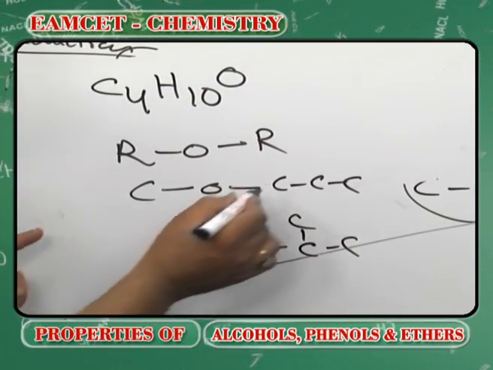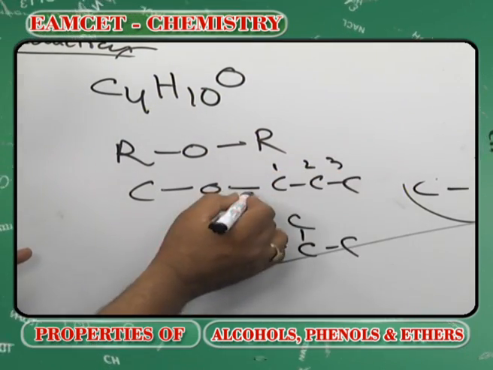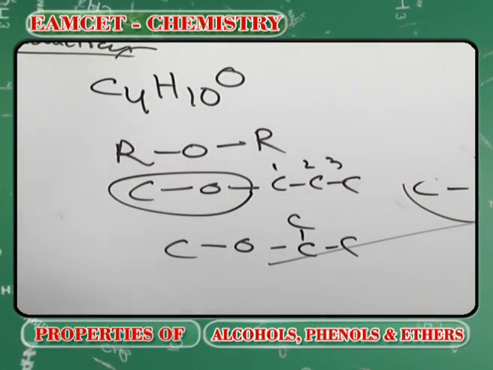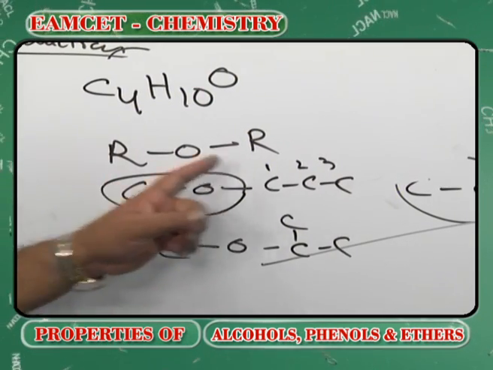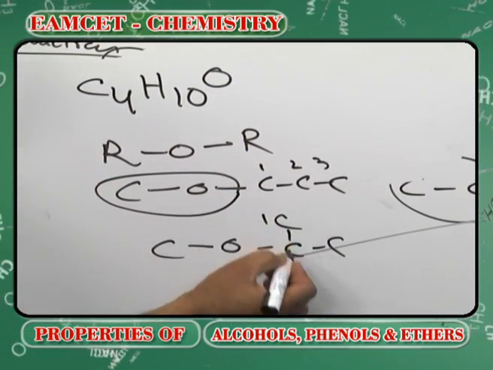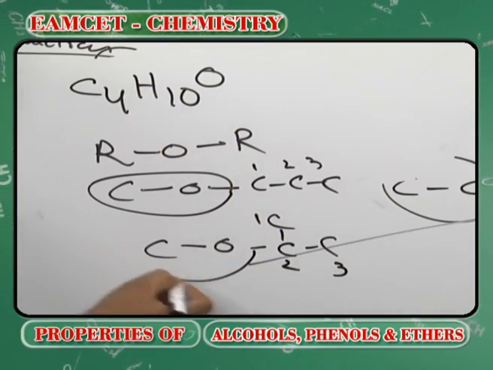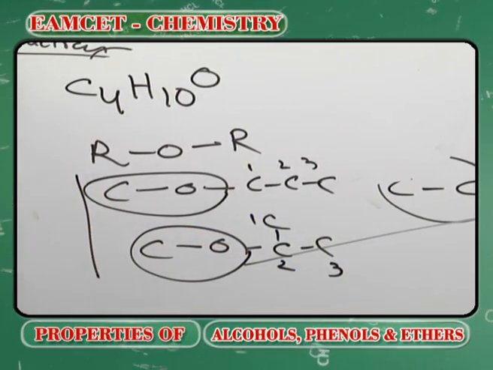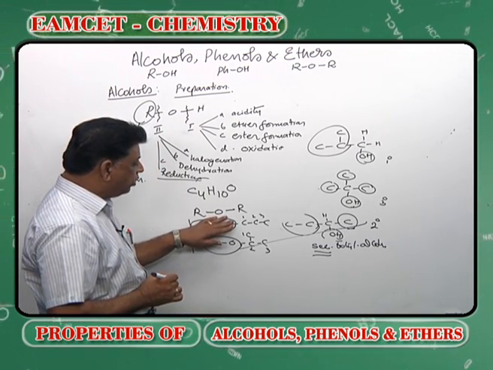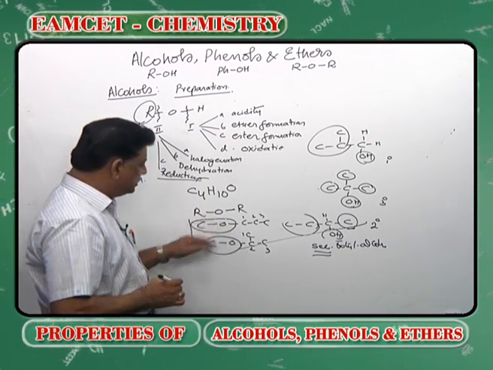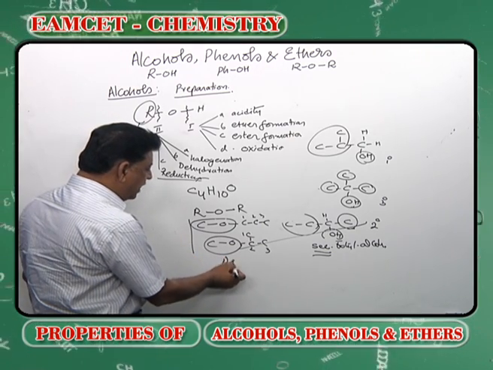Okay. This is 1, 2, 3. Systematically, the name given is methoxypropane, but methoxypropanes are of 2 types. This is 1-methoxypropane, this is 2-methoxypropane. Can you tell me what is the isomerism between these two? 1-methoxy, 2-methoxy. If it is a halogen, 1-chloropropane, 2-chloropropane. Positional isomerism. This is positional.